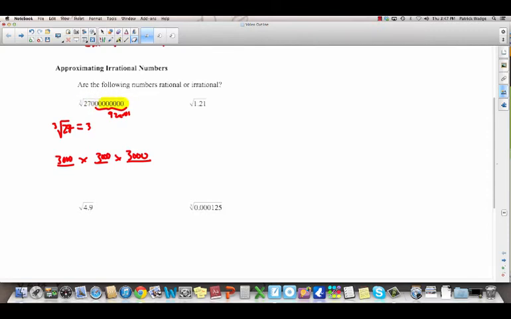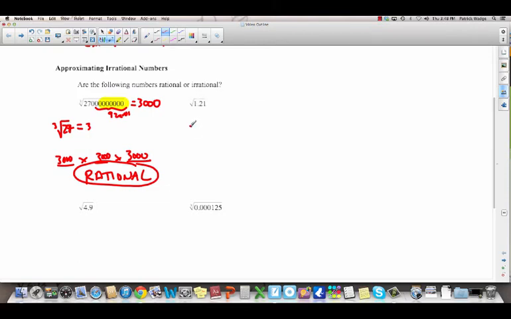So this number here is a rational number. Rational. And just so you're clear, the cube root of this huge number here is 3,000. It's not what the question's asking you, but just so you're clear. Okay, next one. Square root of 1.21.